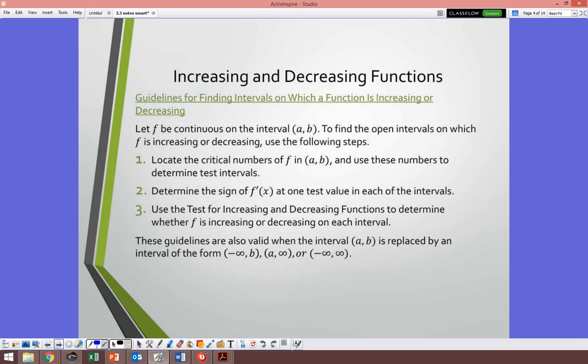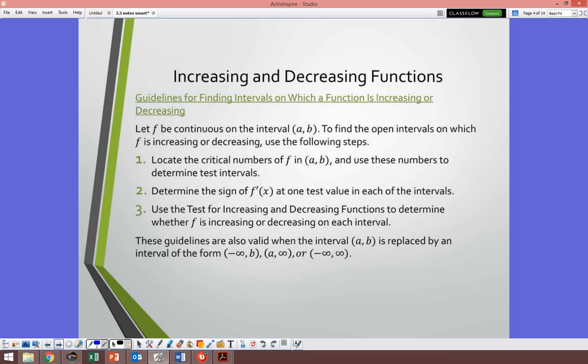So in between my mins and maxes, determine the sign of f prime of x at one test value in between each interval. So in between my mins and maxes, I'm going to pick points in between those and plug those in to tell me what I'm going to have. Okay? If it's a positive derivative, then that means what? Increasing. It would be increasing. If it's a negative derivative, decreasing. If my derivative is 0, that one's going to be a constant, but that's what we already did when we tried to find the critical numbers.